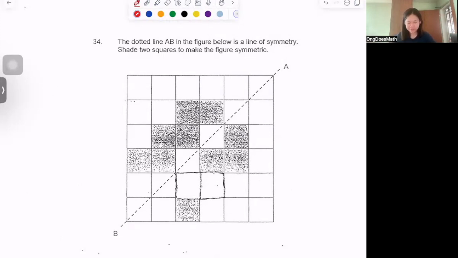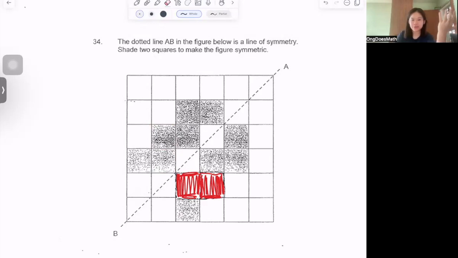So same thing for these shaded squares over here. So if this guy is very near the mirror, this guy should be shaded also. Like the squares that are very near the mirror. This guy is a little bit further away from the mirror, so the guy should be shaded also. So now if you look at the figure again, it looks very nice because it looks like a mirror reflection.